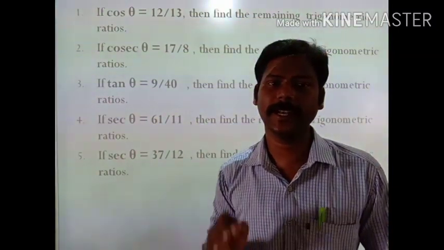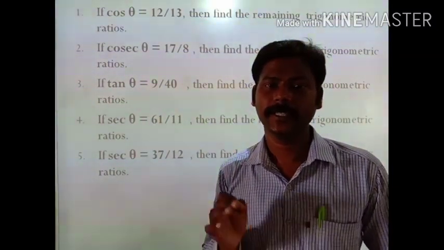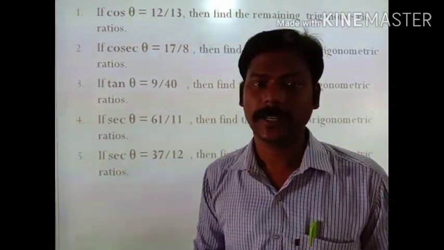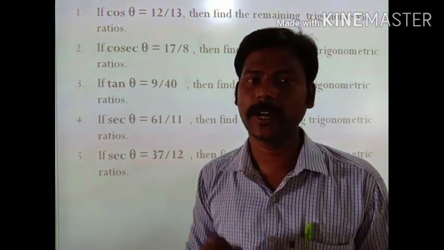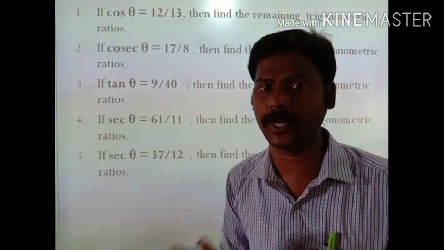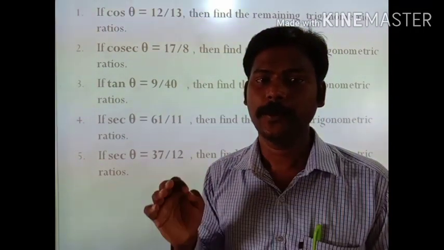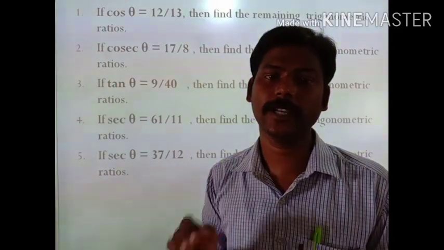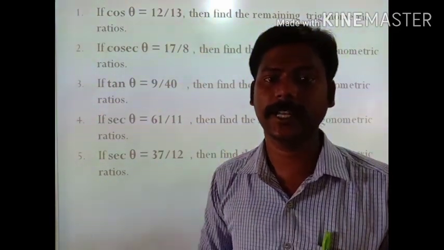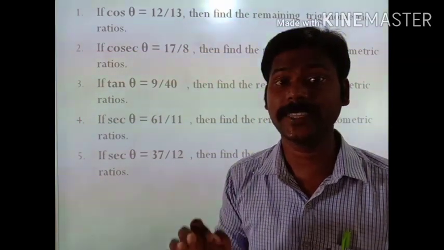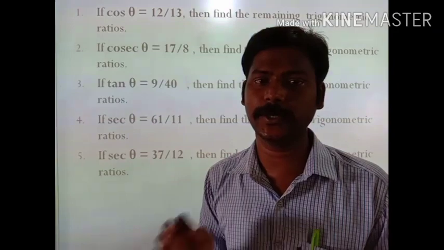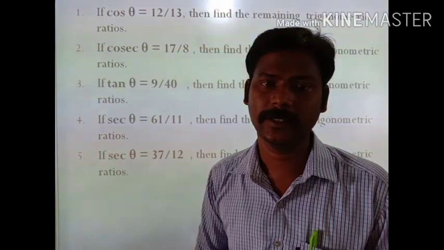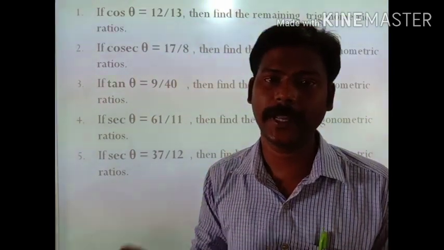Okay, children. Now secant theta. What is secant theta? Secant theta is the reciprocal of cos theta. So the reciprocal of cos theta is secant theta. According to the definition, secant theta is equal to hypotenuse by base, or hypotenuse by adjacent side. Next, the last one, the sixth trigonometric ratio, children: cot theta. Cot theta is equal to base by opposite, or adjacent side by perpendicular.